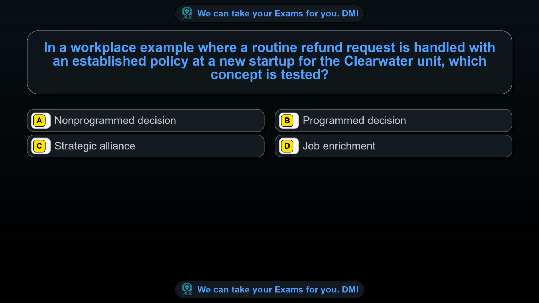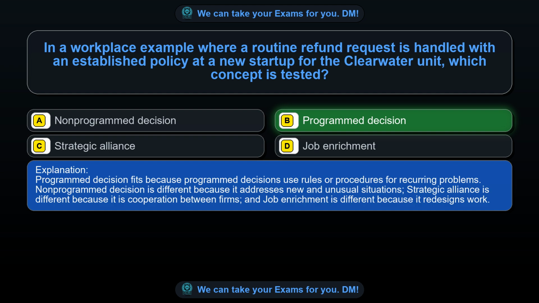Question 17. In a workplace example where a routine refund request is handled with an established policy at a new startup for the Clearwater unit, which concept is tested? Option A, non-program decision. Option B, program decision. Option C, strategic alliance. Option D, job enrichment. The correct answer is option B, program decision.